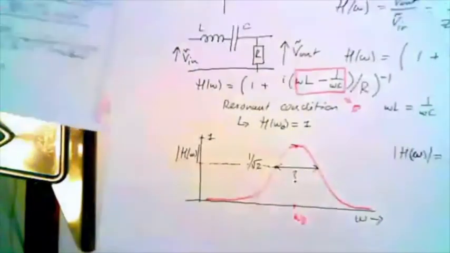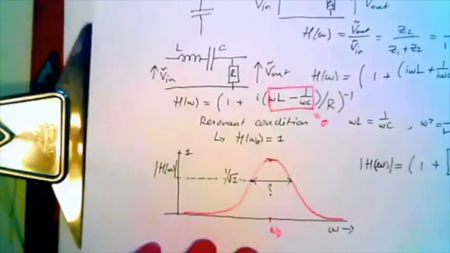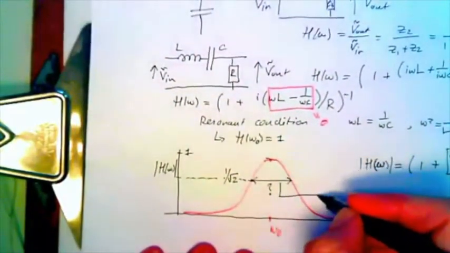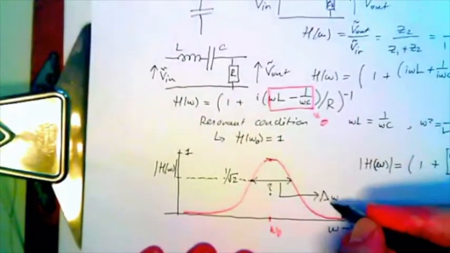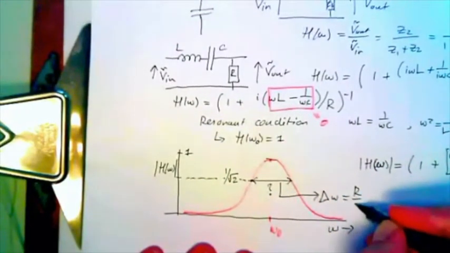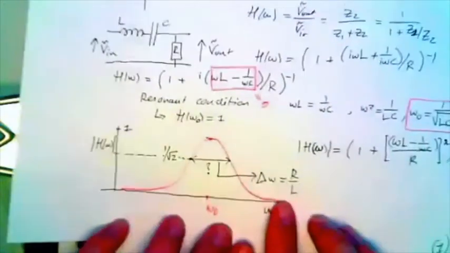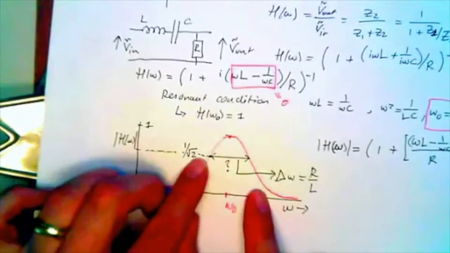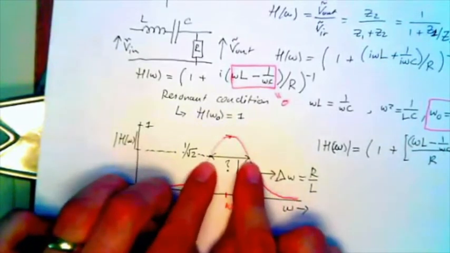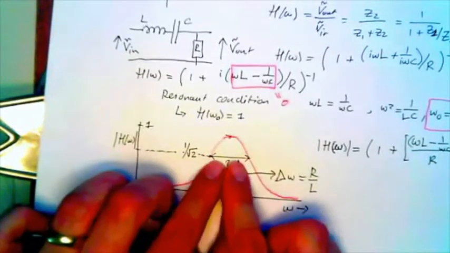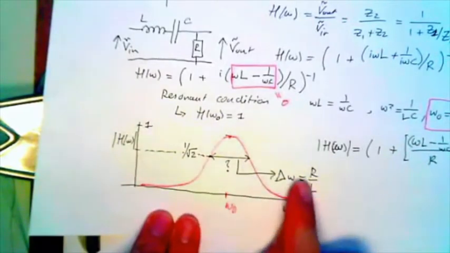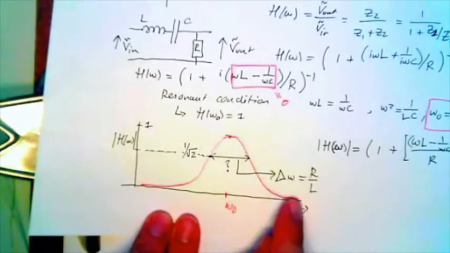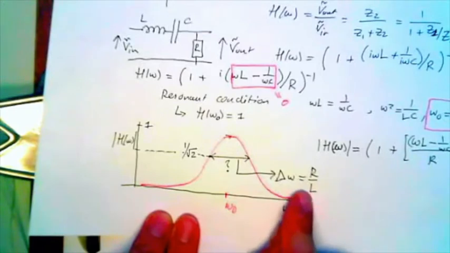Well, back to our resonant curve. This delta omega, the width, is R over L. Okay, so if you want to find a way to get this peak to become more narrow, you could do two things. You can make the resistance smaller, or you can make your inductance bigger.